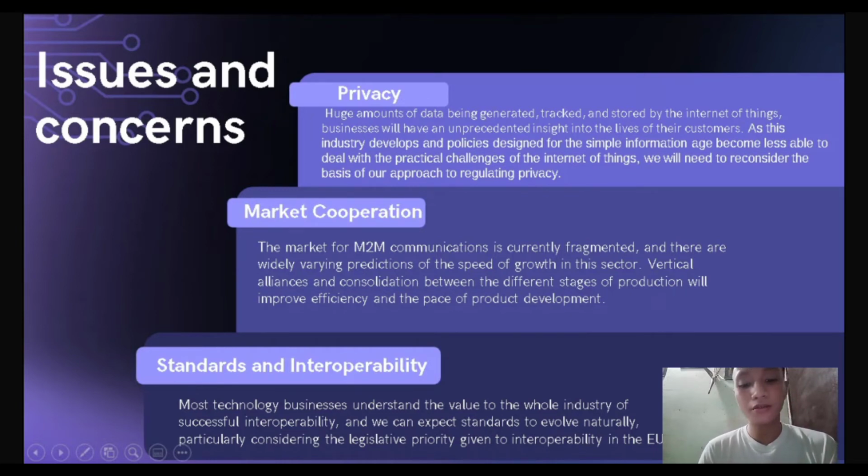Market cooperation. The market for M2M communications is currently fragmented and there are widely varying predictions of the speed of growth in this sector. Vertical alliances and consolidation between the different stages of production will improve efficiency and the pace of product development.